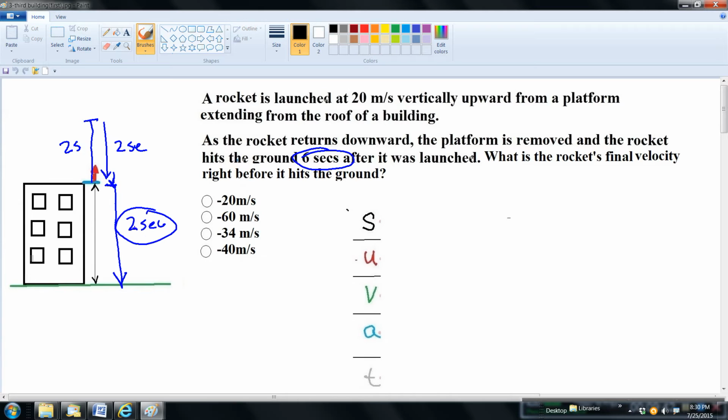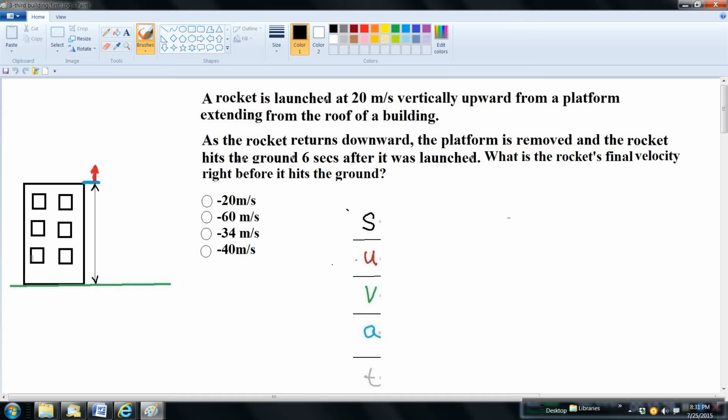So we've got that. And then we have the initial velocity. If we pretend that when the rocket passes where the platform was, we start our problem, then we can say our initial velocity is minus 20 meters per second. That's after the rocket's return. So we've got 2 seconds, an initial velocity of minus 20, and then we've got g.